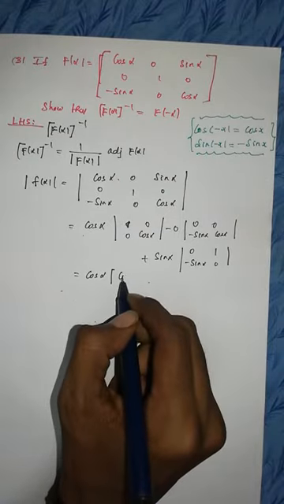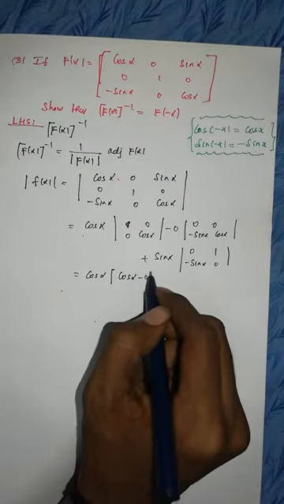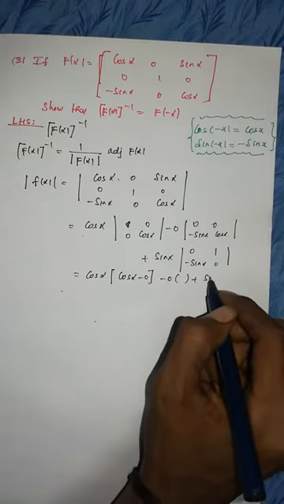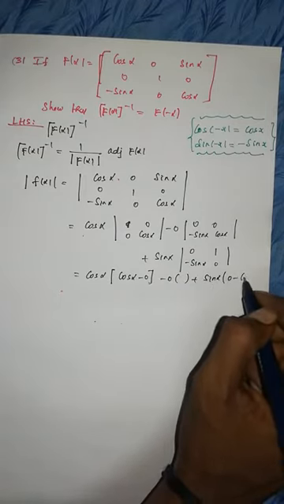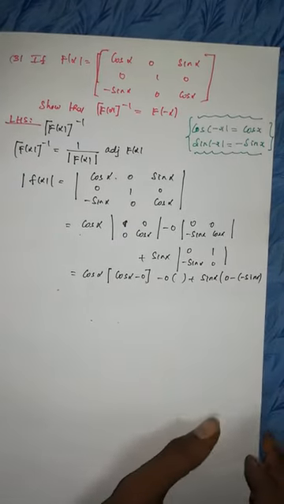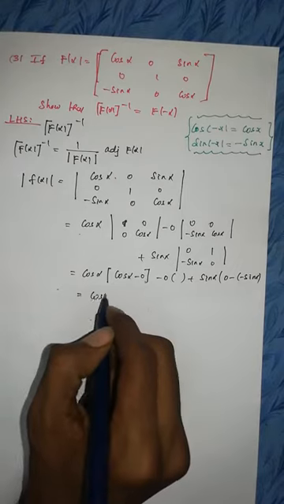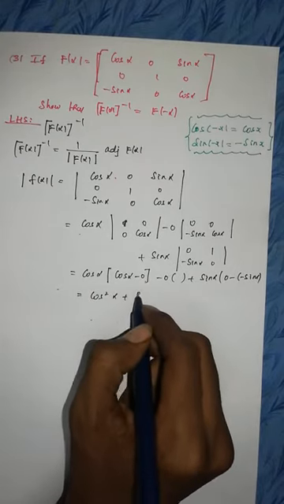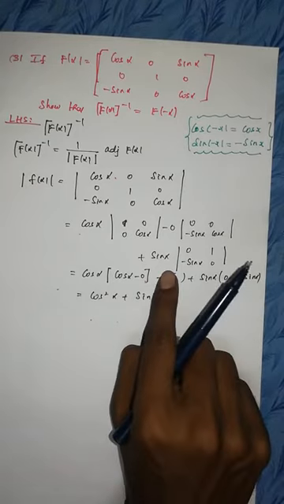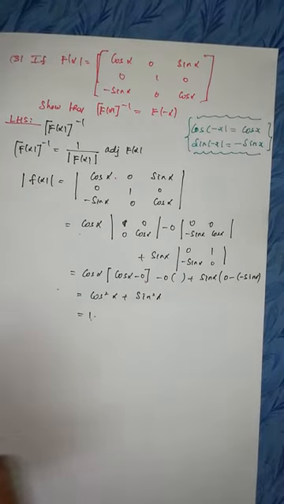1 into cos alpha is cos alpha minus 0. Minus 0 into anything is 0, plus sin alpha 0 minus sin alpha. In between you have minus, and 1 into minus sin alpha is minus sin alpha. So I have cos square alpha plus sin square alpha, which is 1. So again the basic identity in trigonometry.